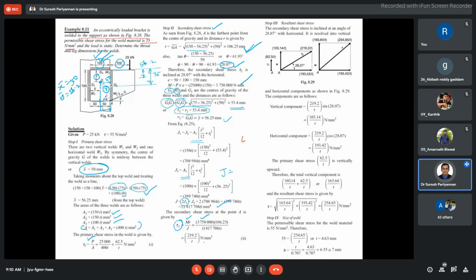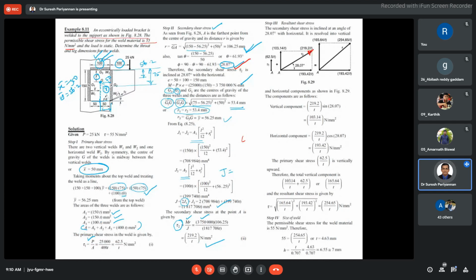Then find out your tau 2. Now tau 2 is this one. Which angle of inclination is tau 2 acting at now? Tau 2 is acting at which angle of inclination? 28.7.